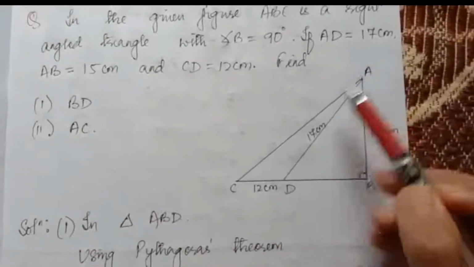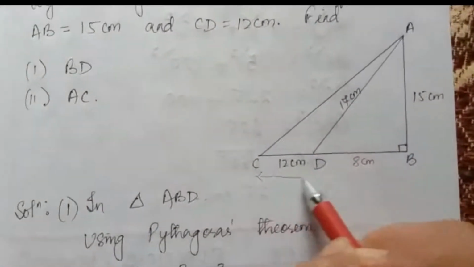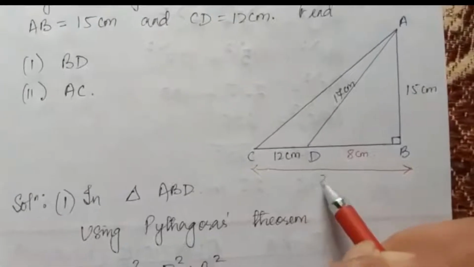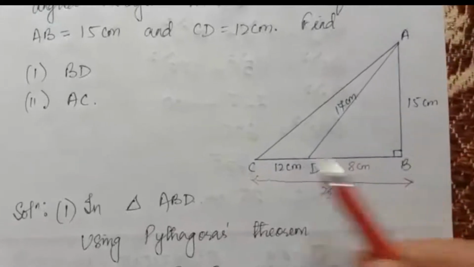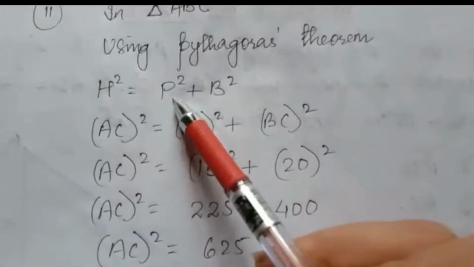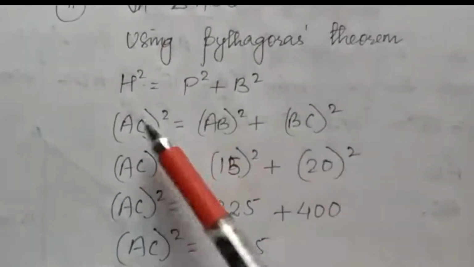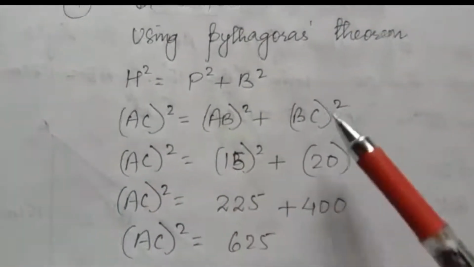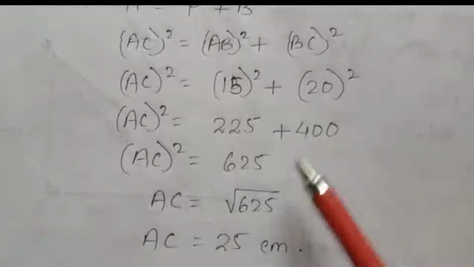Now to find AC, we got 8 centimeter here. So the total base is 12 plus 8, 20 centimeter. For this triangle ABC, AB is perpendicular, BC is base and AC is hypotenuse. So in triangle ABC, using Pythagoras theorem, hypotenuse square is equal to perpendicular square plus base square. AC you have to find. AB is given 15, BC is 20. 15 square is 225, 20 square is 400. On addition, you'll get 625.